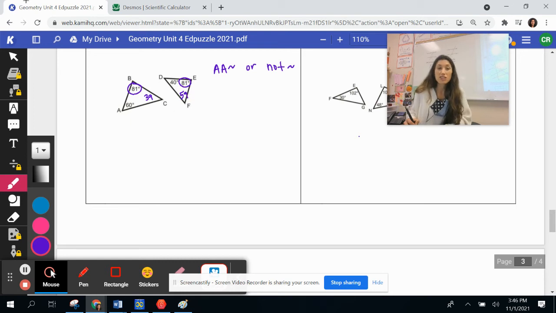So we can see that they're similar to each other. They're close. The angles are close, but they're not identical. The angles need to be congruent. So not similar, and you could say only one congruent angle.